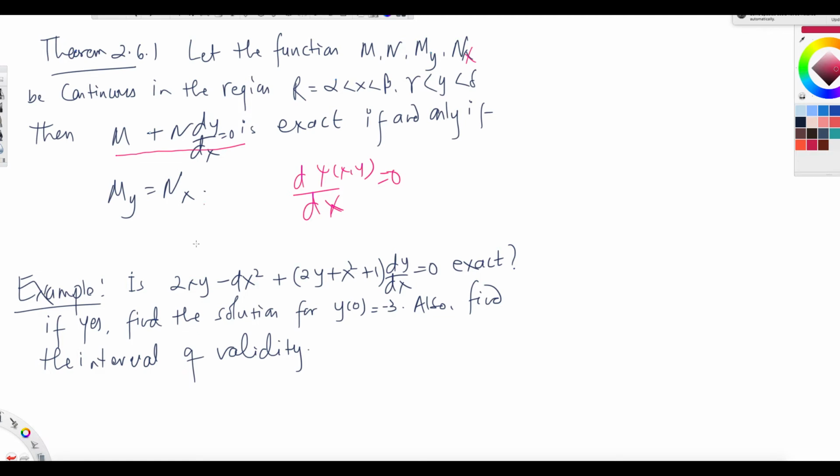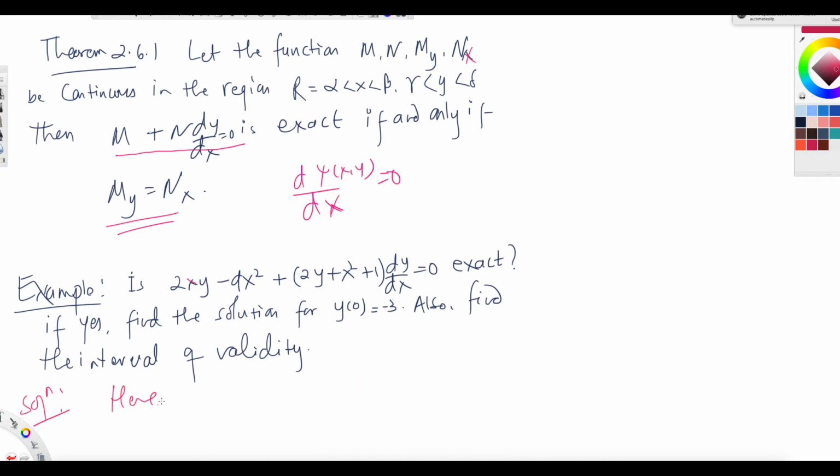Let us apply this theorem right away. Okay, so it says: is the differential equation 2xy minus 9x squared plus 2y plus x squared plus 1 times dy over dx equals 0 exact? We will use this condition to check whether it is exact or not. If it is exact, then we will apply that definition to find the answer psi. Okay, so let us do the solution.